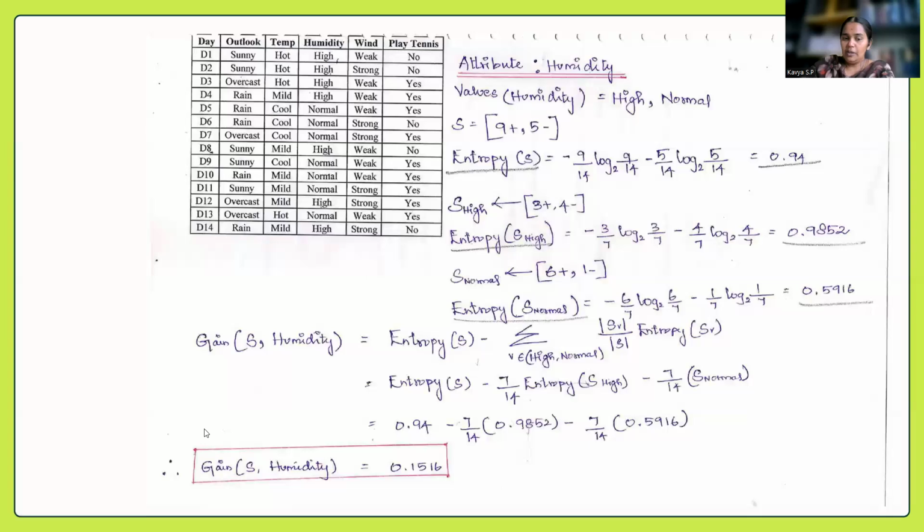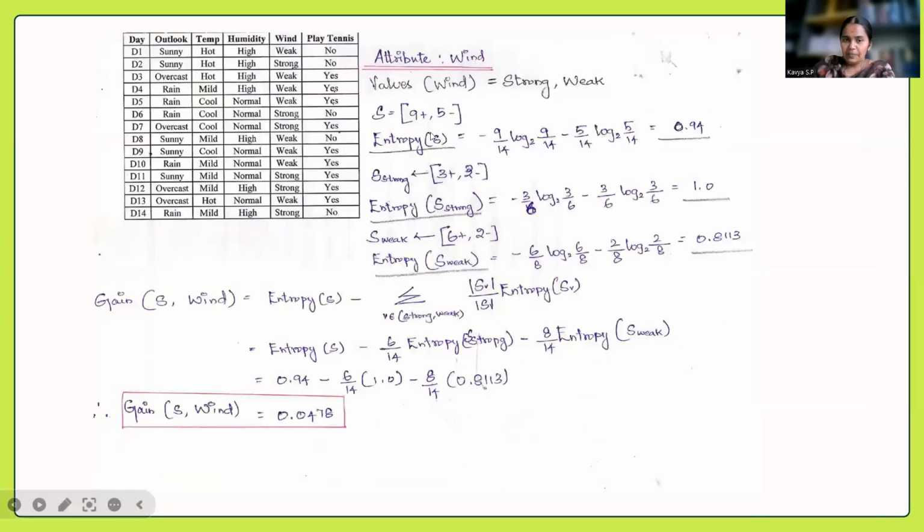It is 0.1516. Moving on to the next attribute, that is wind. I'll be calculating the entropy of all the possible values, that is strong and weak, and I'll end up calculating the information gain of wind, that is 0.0478.